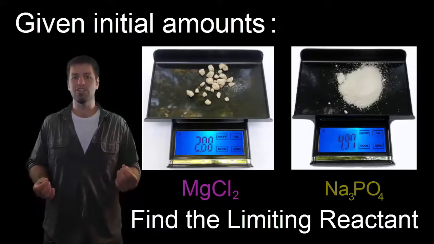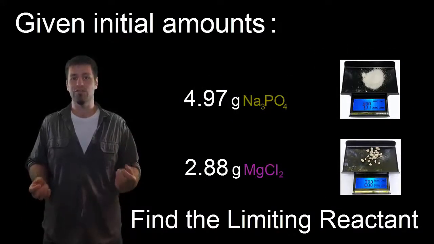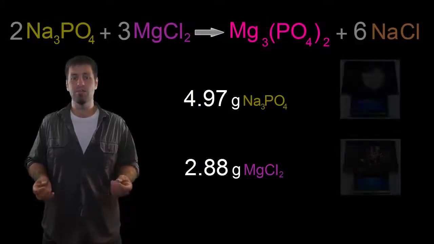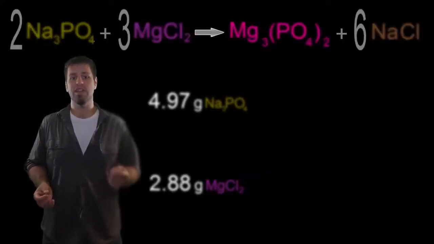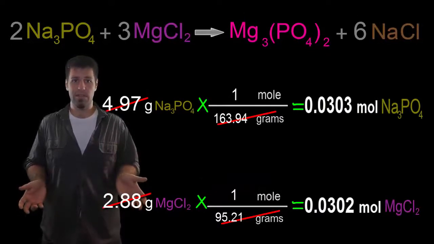You can't compare the initial masses or moles you're given. You have to use the mole ratios from your reaction, which means the first thing you must do is make sure your reaction is balanced and your reactants are in terms of moles.